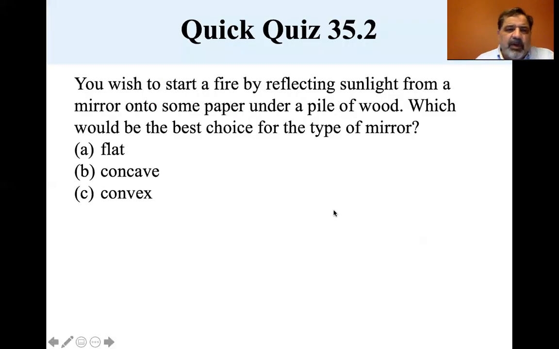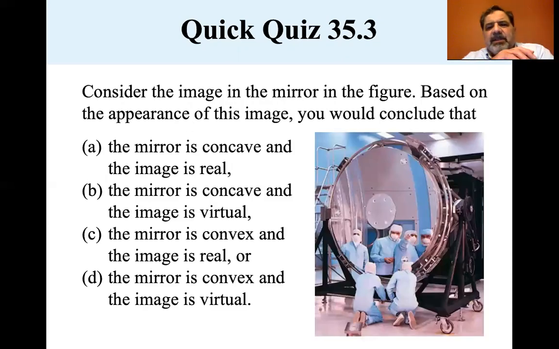So let's do a quick quiz. You wish to start a fire by reflecting sunlight from a mirror onto some paper under a pile of wood. Which would be the best choice of the type of mirror? A flat, a concave, or a convex? Well, you want to concentrate the sunbeams into one spot, so that would be a concave mirror.